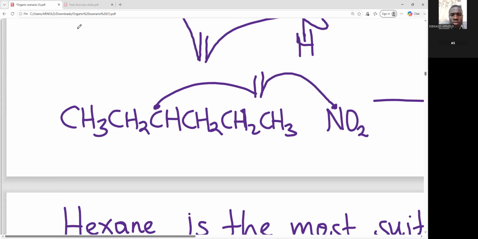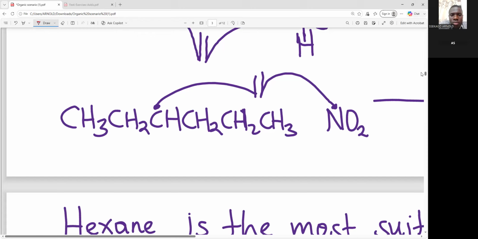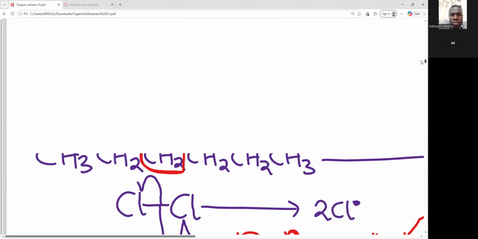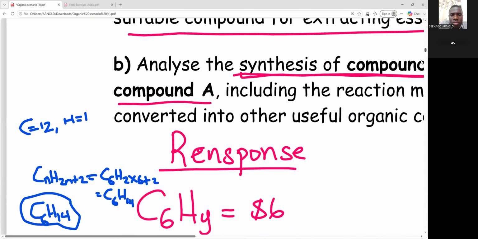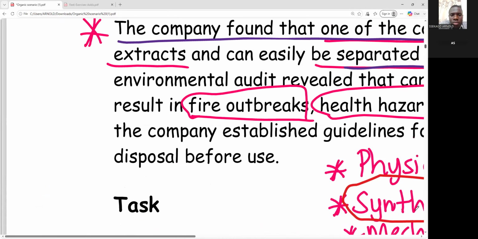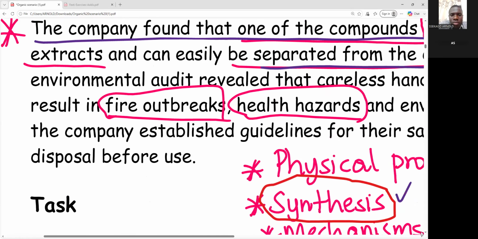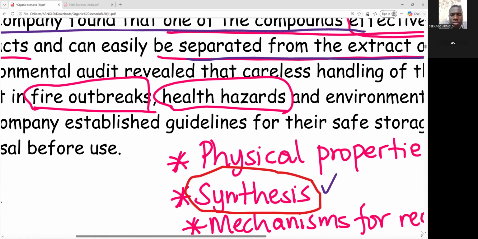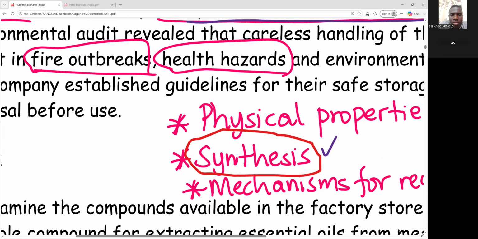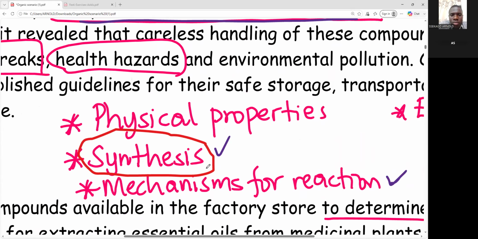So what are we now left with? We started with synthesis that was dissected clearly. This is our map. We started with synthesis, which has been done. We have done mechanism clearly.